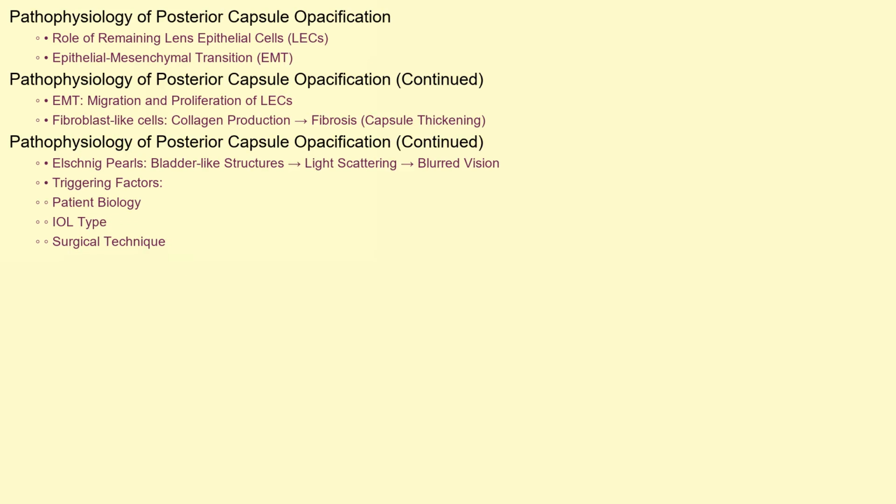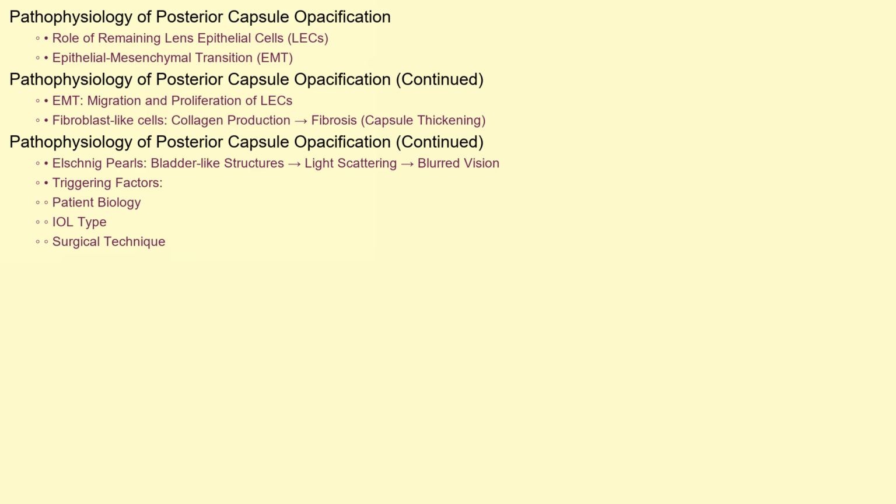Let's delve into the pathophysiology. As mentioned, the remaining lens epithelial cells play a crucial role. These cells, intended for lens fiber production in the original natural lens, can undergo a process called epithelial mesenchymal transition, or EMT. This transformation allows them to migrate and proliferate. Some transform into fibroblast-like cells which produce collagen, leading to fibrosis or thickening of the capsule. Others form bladder-like structures, referred to as Elschnig pearls, which cause light scattering and blurred vision.